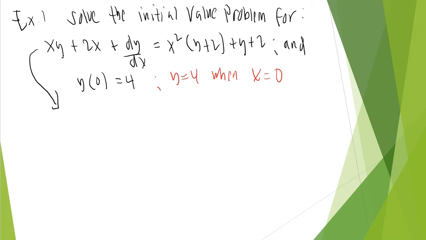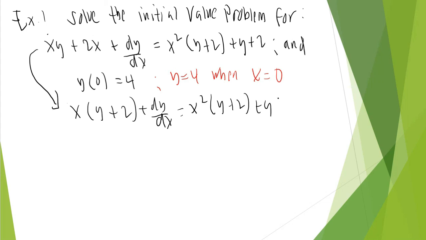Okay? So the left side has a common factor x. Isolate x and put it outside: x times the quantity (y + 2). We just wrote it that way, plus dy/dx equals x²(y + 2) + y + 2. Then this x(y + 2), we transfer to the right. The left becomes dy/dx, and then x² times the quantity (y + 2).